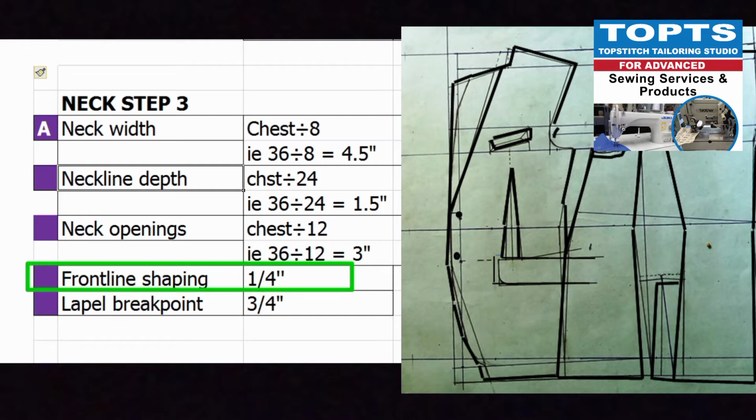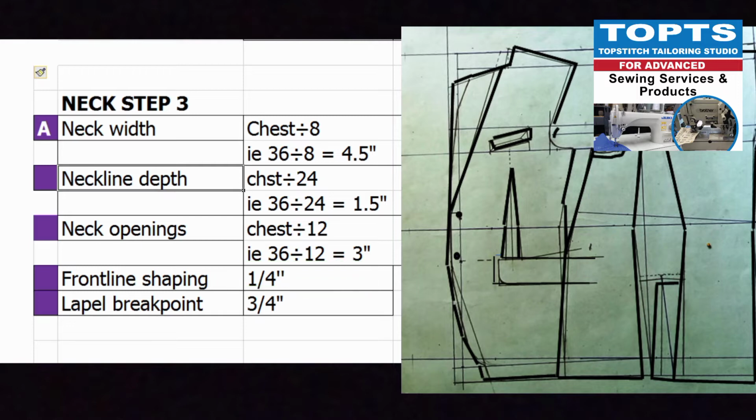Then the front line shaping. Remember, our bodies are never straight. As I always tell you, we have this curving part of ours. So to bring out that beautiful silhouette of our body, we always have to place in some calculations. For the neck, the standard one, you can come in by a 1/4 inch. That's 0.25 inches. You come in by that.